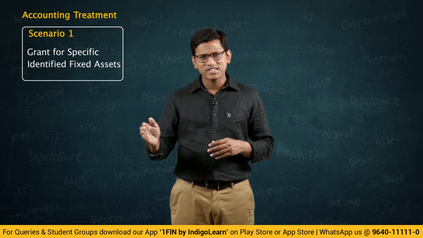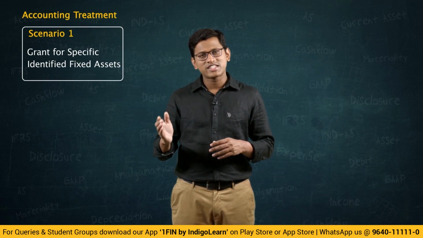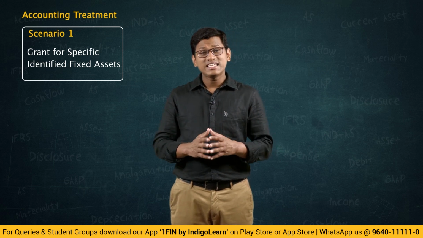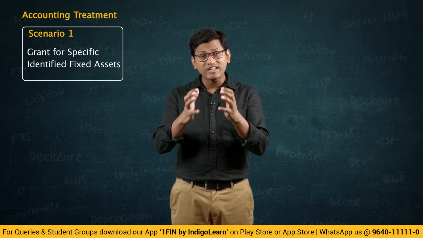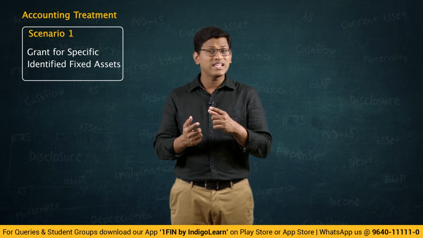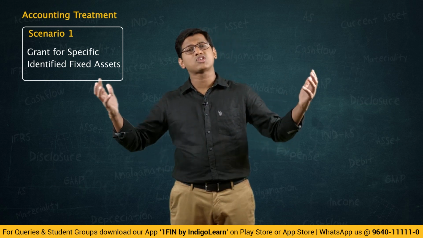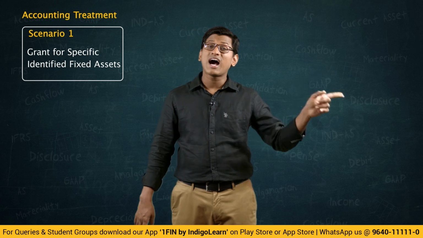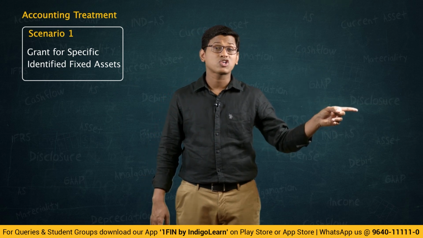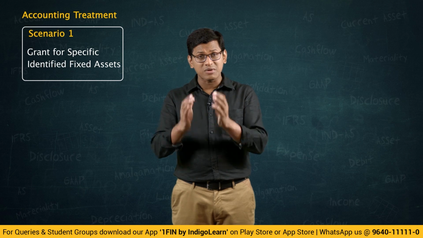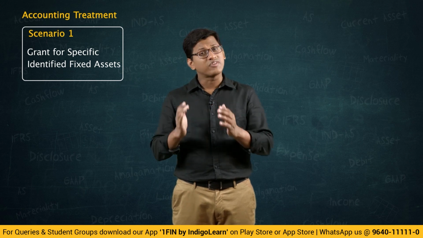So let's talk about the first scenario, grants received for depreciable fixed assets. So first thing, these are specific identified assets, because if they are not specific assets, if the grant is given for business as a whole, etc., it goes into the last category called promoters' contribution. Okay, so here these grants are for specific identifiable fixed assets.